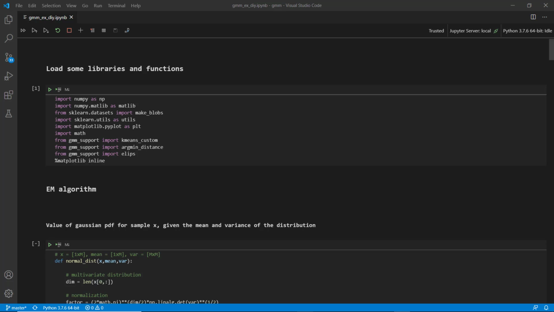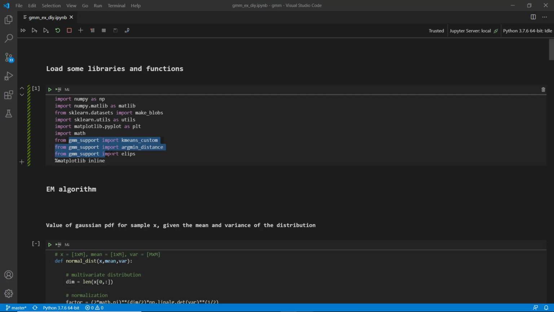At the top, we again import all the libraries that we need, and I have created a library, GMM support, where we have the k-means algorithm that we used in the codebook exercise and some other supporting functions that we're using. And then we're basically implementing the EM algorithm.